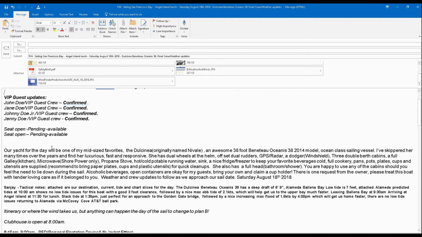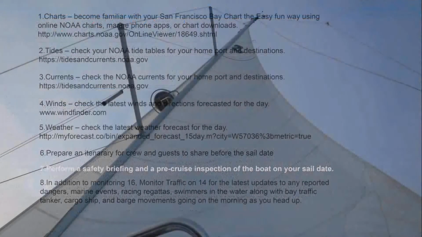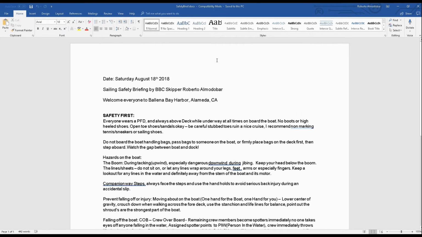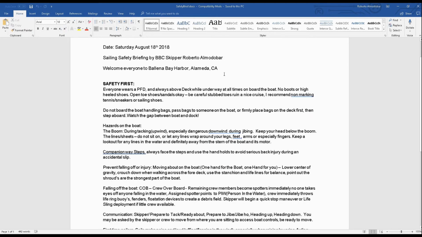Next thing that I'd like to talk about is safety. Okay, so this is an example of the standard safety briefing that I perform at the dock on just about every charter. The only difference between this safety briefing and one for Catalina 26s is that on the Catalina 26s you need to announce stepping on, stepping off, because those little boats rock back and forth. Pretty much everything else is the same.